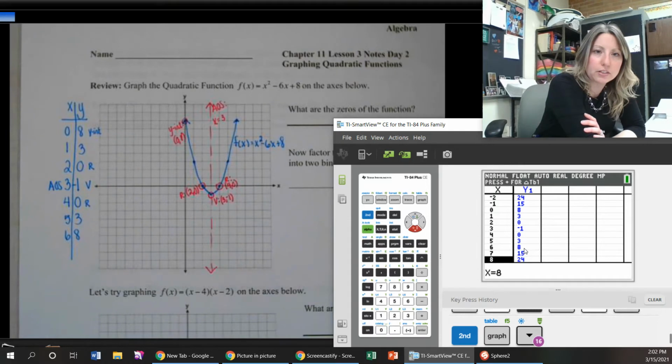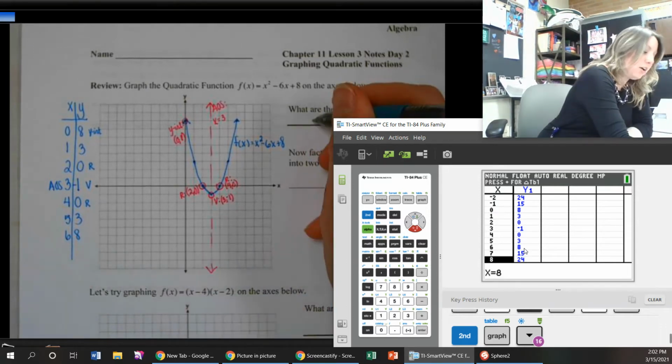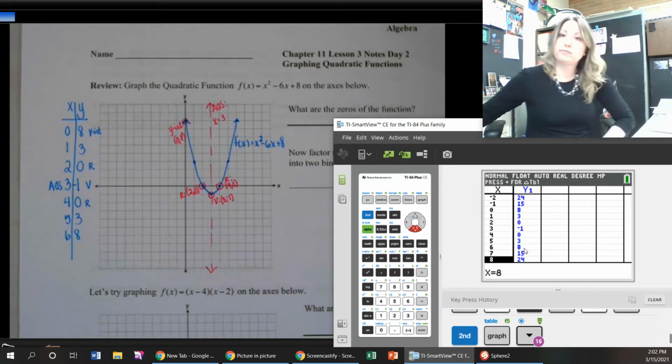I think that's all the fun stuff that I have been labeling. So now let's answer the questions. What are the zeros of this function? Okay, well, two ways I can represent the zeros.